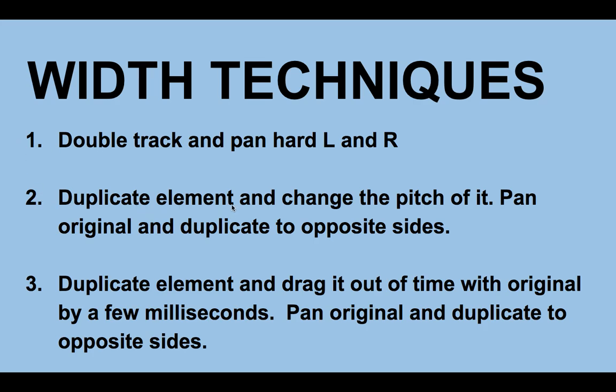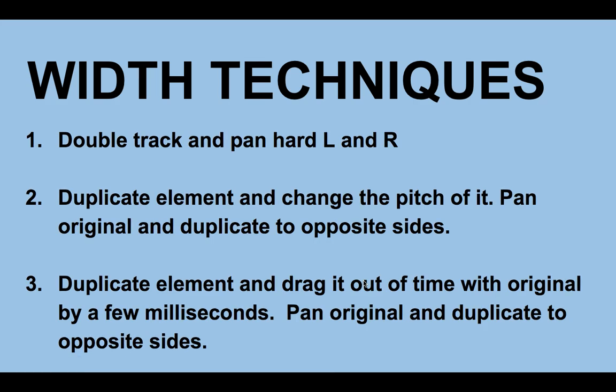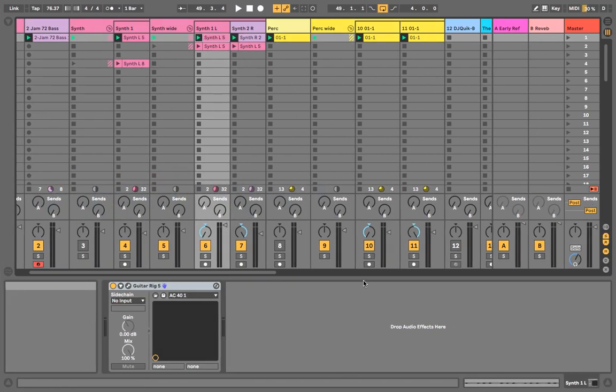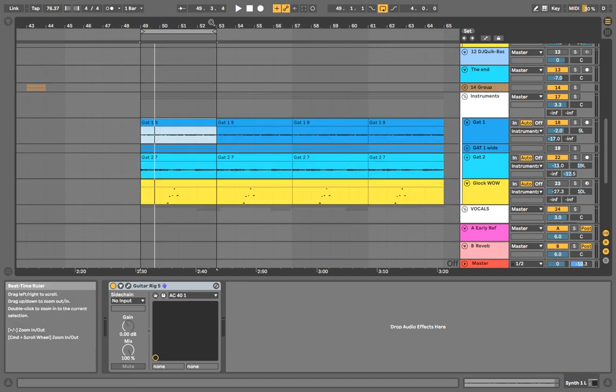The second one we looked at was duplicating the element. This was the percussion, panning it hard left and the other one hard right, and changing the pitch of one of them. Now let's look at one more. Duplicate the element and drag it out of time with the original. Again, panning them to opposite sides. Panning them is quite a big common technique when it comes to making things wide. Duplicating, affecting the duplicate in some way, making it slightly different, and panning them left and right.